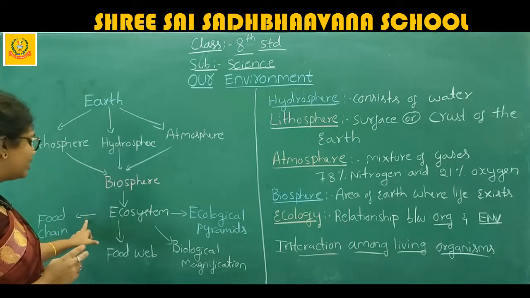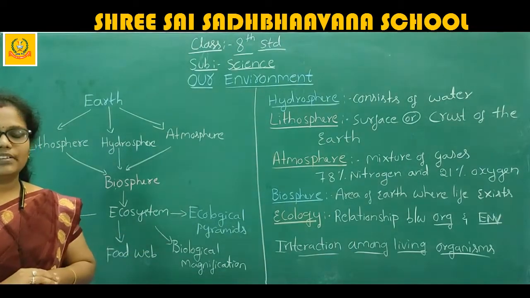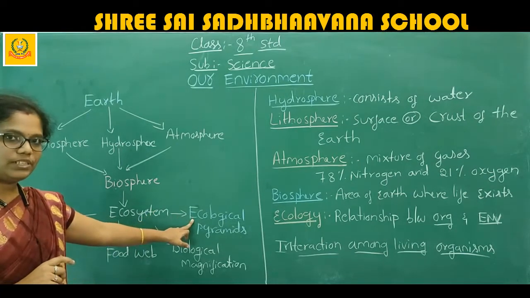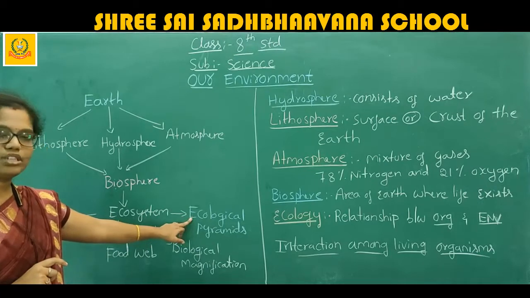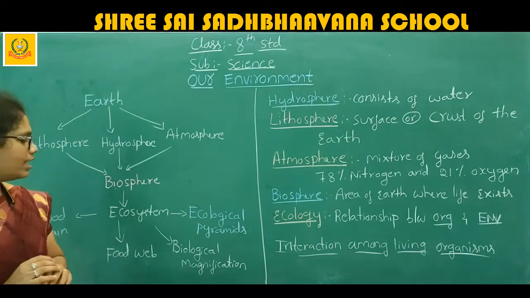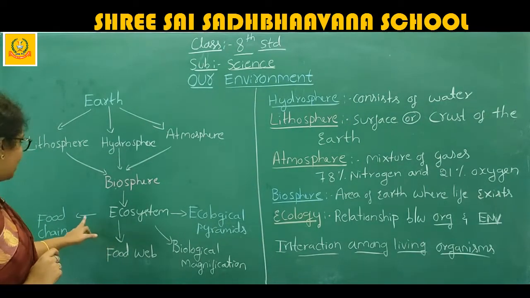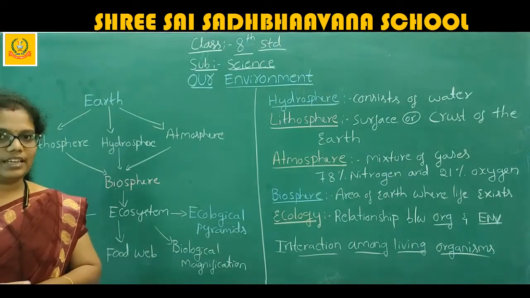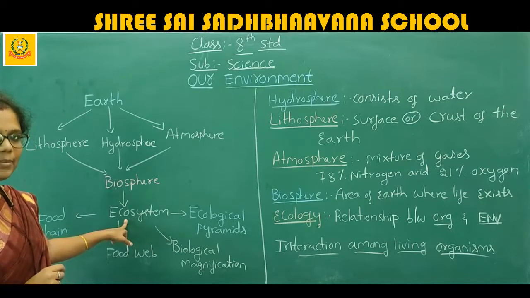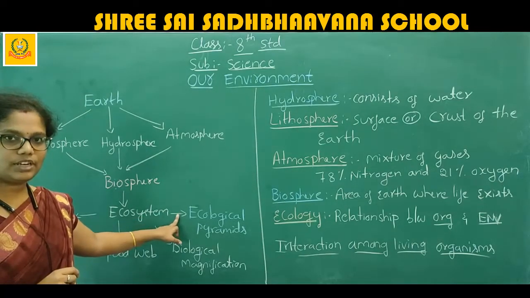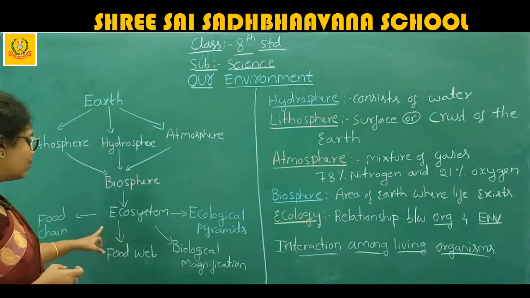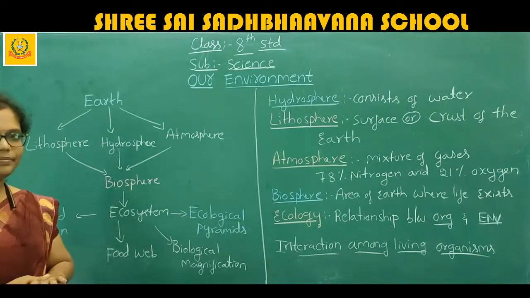In the ecosystem, we get four main parts. What are the four important parts of the ecosystem? They are the ecological pyramid, biological magnification, food web, and the food chain. These are the processes that are present in the ecosystem.